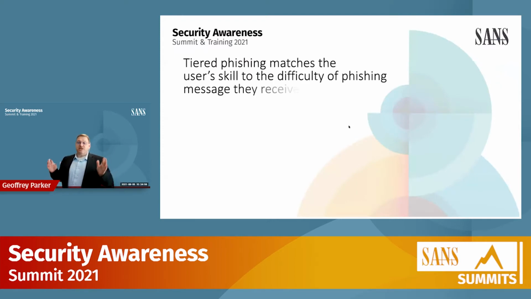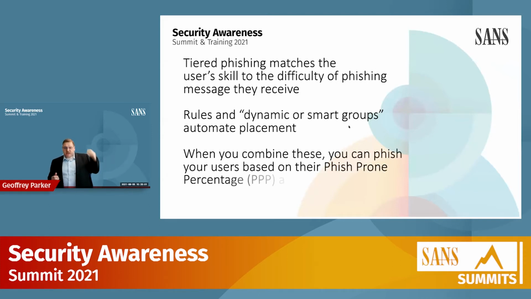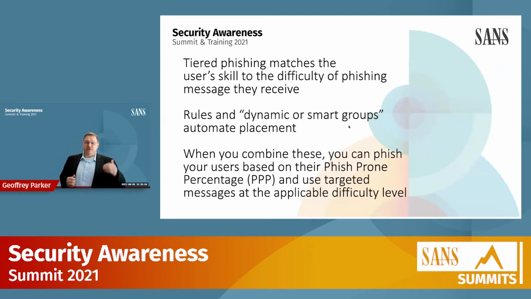We define the tiered phishing system as matching the user's skill to the difficulty of the phishing message they receive. It's automated because we use dynamic or smart groups, as some companies call them, and rules to automate the user placement. So as the user's phish-prone percentage goes up or down, they will automatically, based on rules and smart groups, move between different groups. And we're phishing those different groups or tiers at different levels.